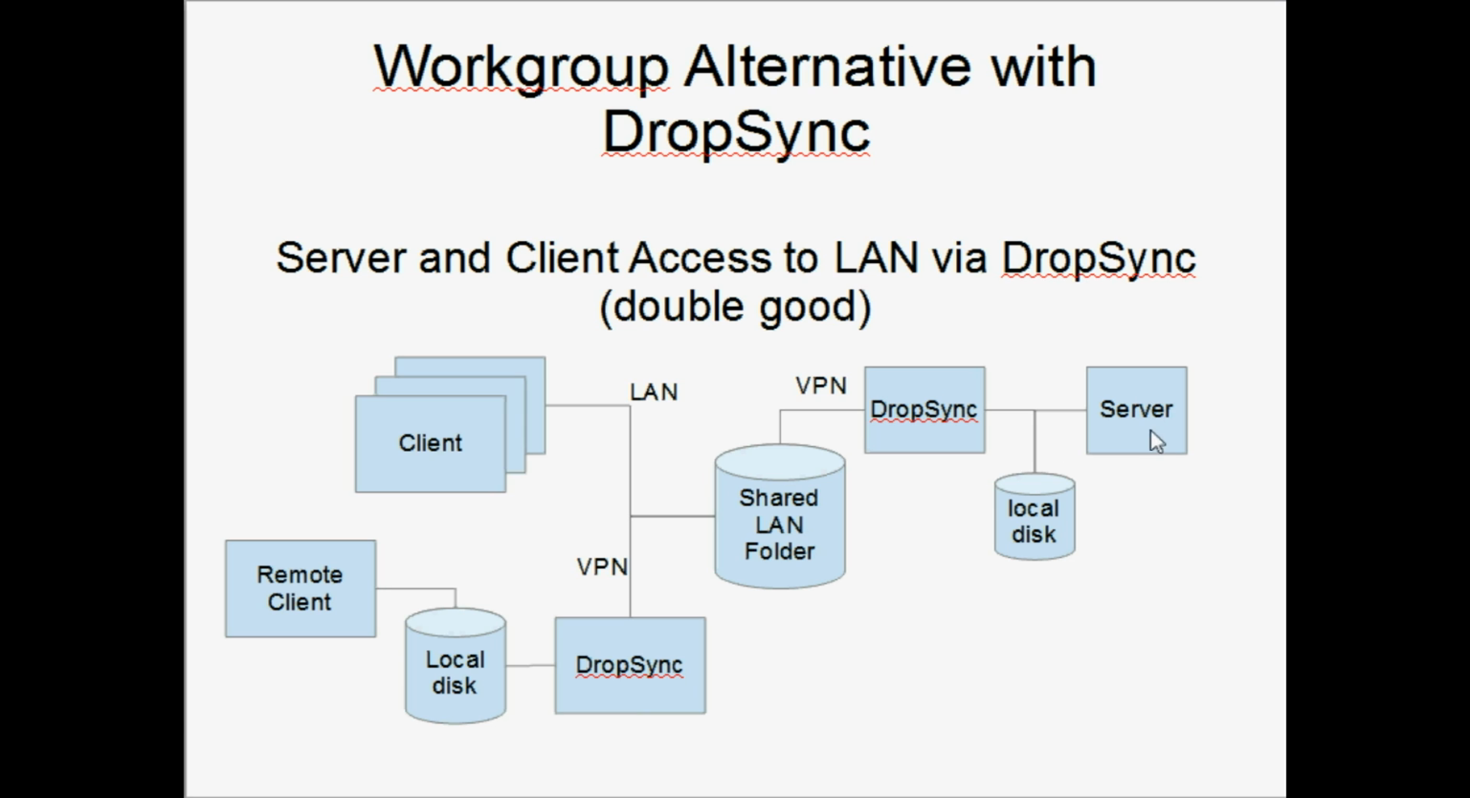And then in reverse, the server drops down files to a local disk. DropSync moves them to a shared LAN folder. The remote DropSync detects those down files, moves them to the local disk, and the remote client picks that up. So what ends up happening is DropSync is really sitting in between your database and some common share. Let's take a look at the user interface and see what that looks like.